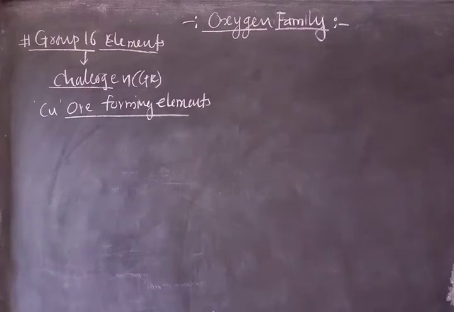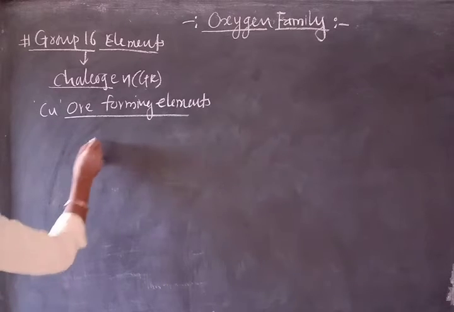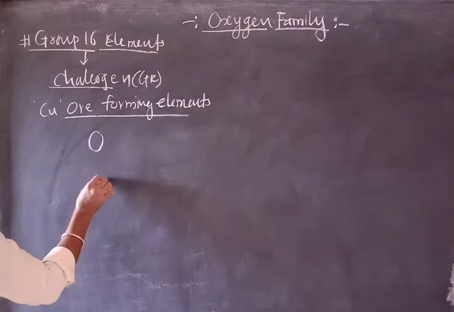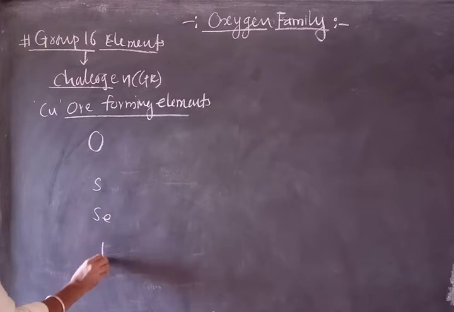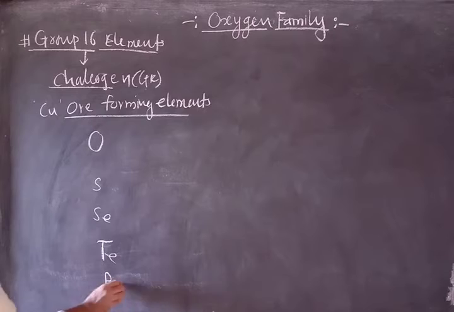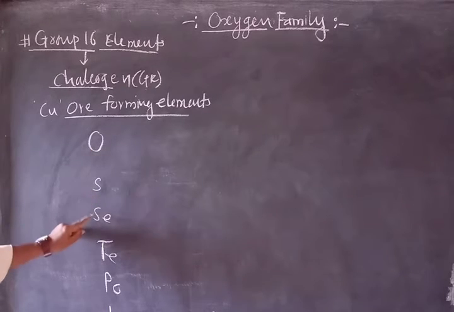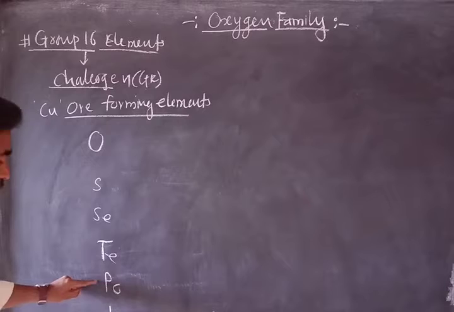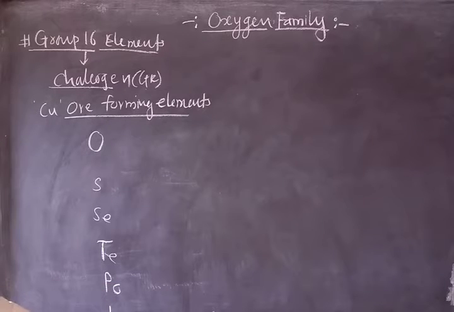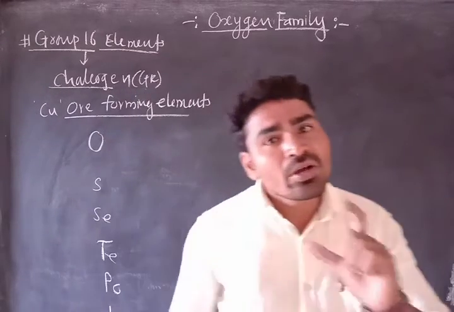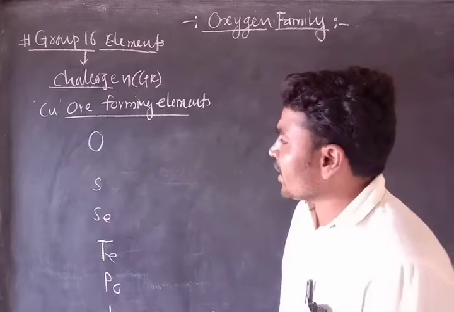So which elements are present in it? Just have a look. The first element is obviously oxygen, then sulfur, then selenium, then tellurium, then polonium, and afterwards there is LV. This is the newly introduced element in the modern periodic table, livermorium, LV.